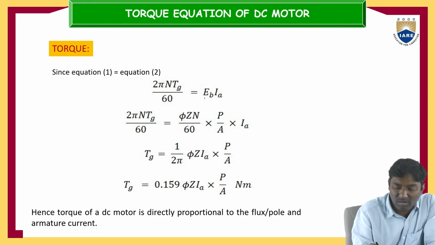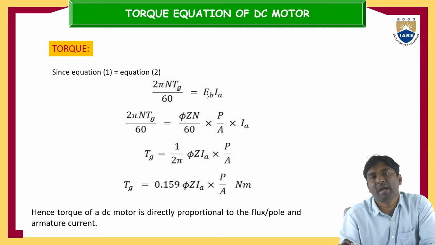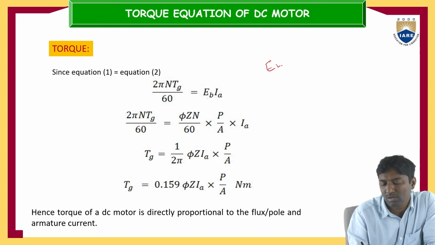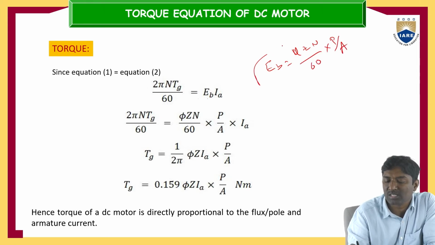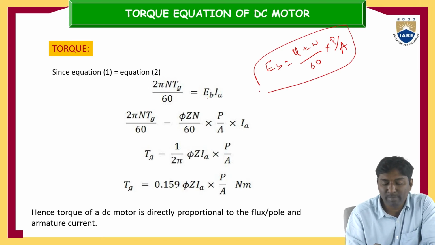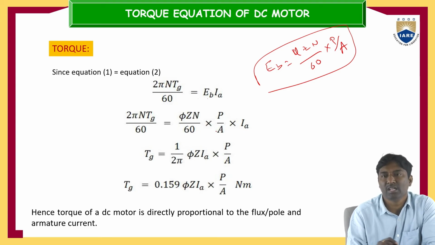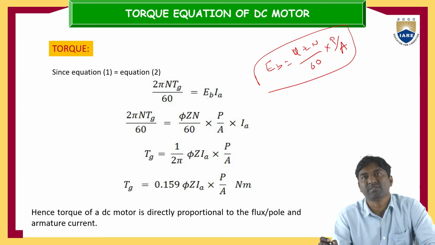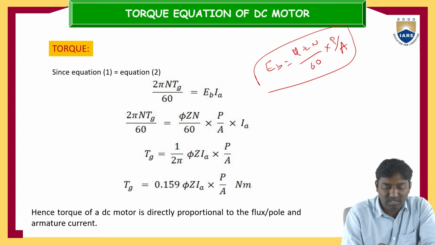So from this equation, what is the back EMF Eb? We derived it earlier: Eb is equal to phi Z n divided by 60 into P by A. That is Eb, and I am substituting it here: phi Z n divided by 60 into P by A into armature current Ia. Then this 60 will be cancelled, this n will be cancelled. Next, what will be cancelled?